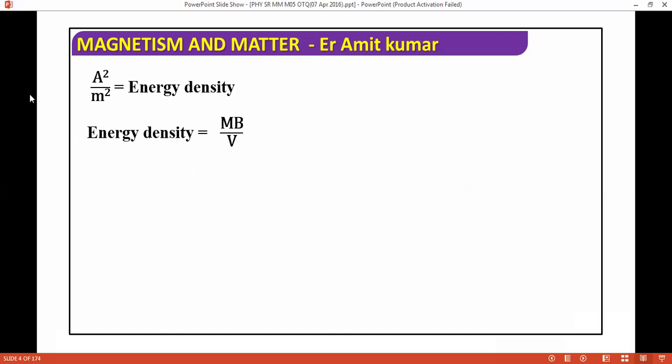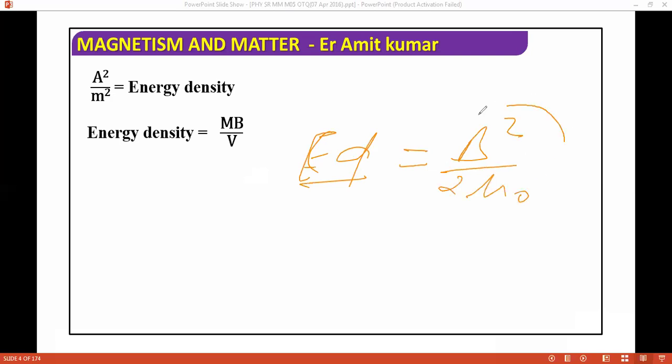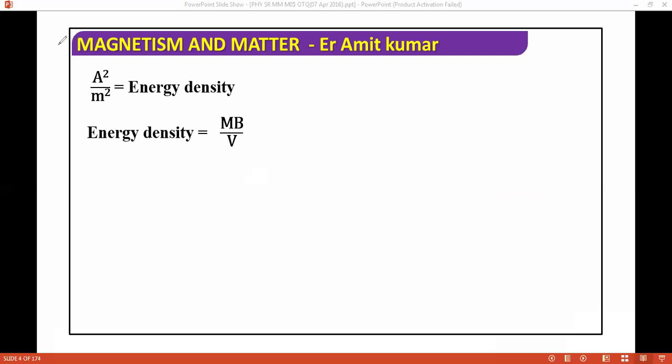All of you already know the formula for energy density. Energy density formula is B square by 2 mu naught. I am talking about B square by mu naught, so obviously this is energy density. Don't get confused over here. So it will be like this: ampere square, meter square. You can solve it like this.